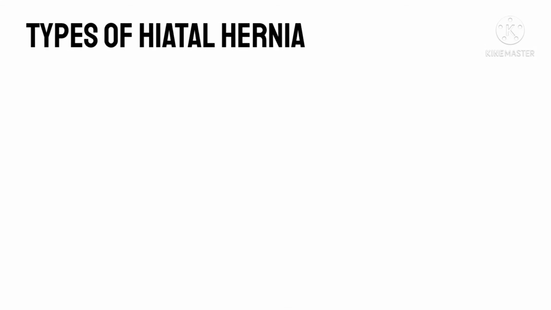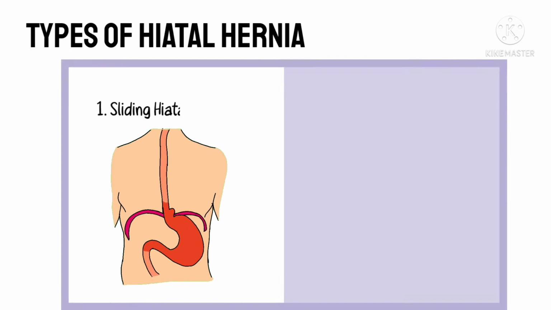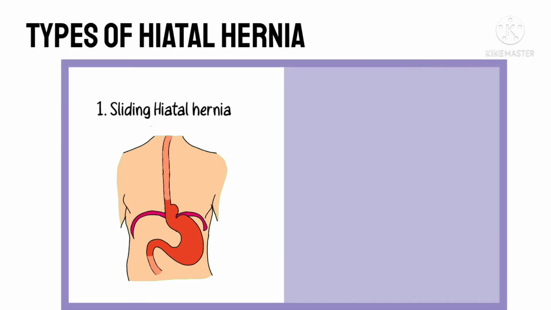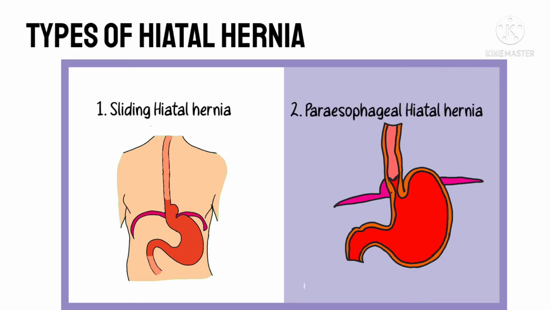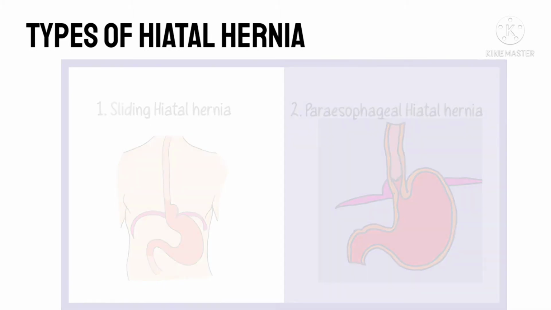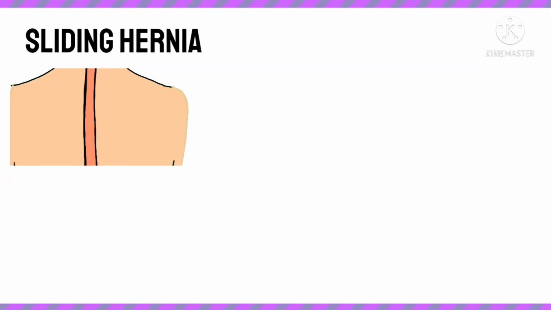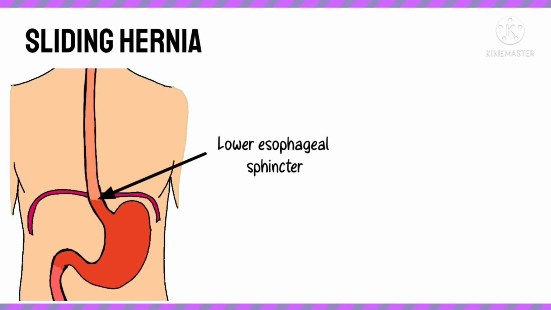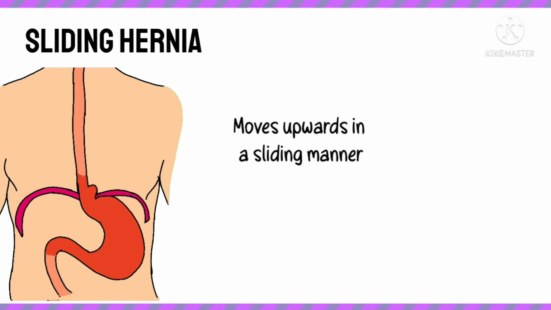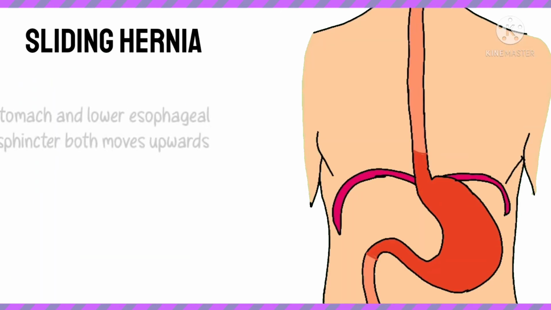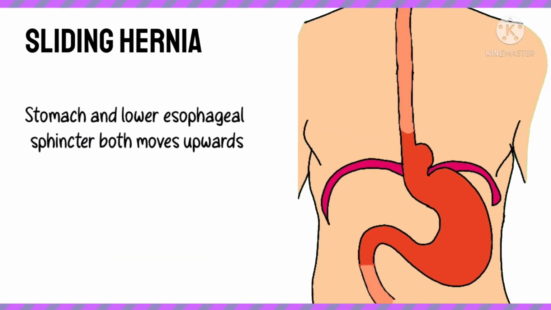Coming to the types of hiatal hernia. There are two types of hiatal hernia. The first one is the sliding type, which is the most common one, while the other one is the paraesophageal hernia. It is rare but the most complicated one. Now, in sliding hernia, the lower esophageal sphincter and a part of the stomach move upward in a sliding fashion. So, this is how the stomach and the esophagus will slide upwards from their normal position.